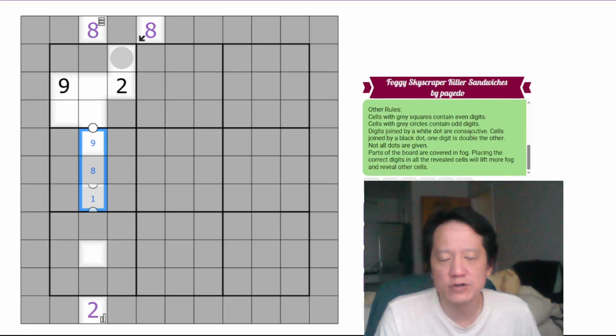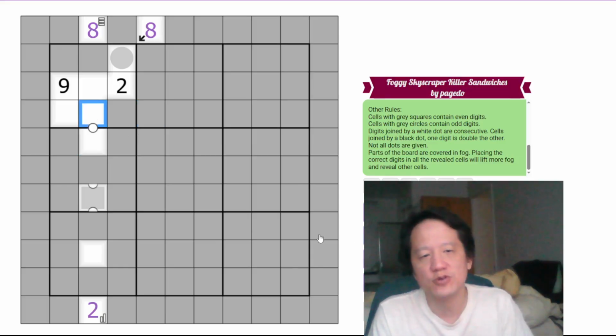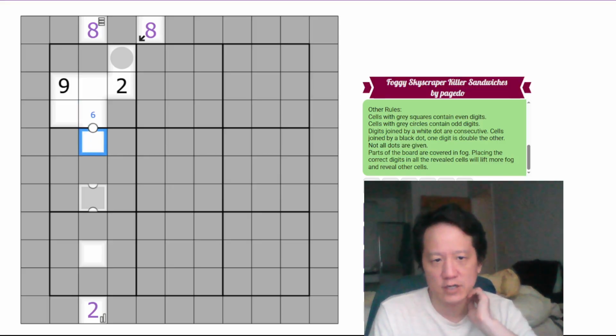We also have inside the grid rules, where cells with a gray square contain even digits. So this digit would have to be even. Cells with a gray circle contain odd digits. So this would have to be odd. Digits joined by a white dot are consecutive. Cells joined by a black dot, one digit is double the other, and not all dots are given. So for example, if this were a 6, this would have to be a 5 or a 7 to make sure that these digits are consecutive.